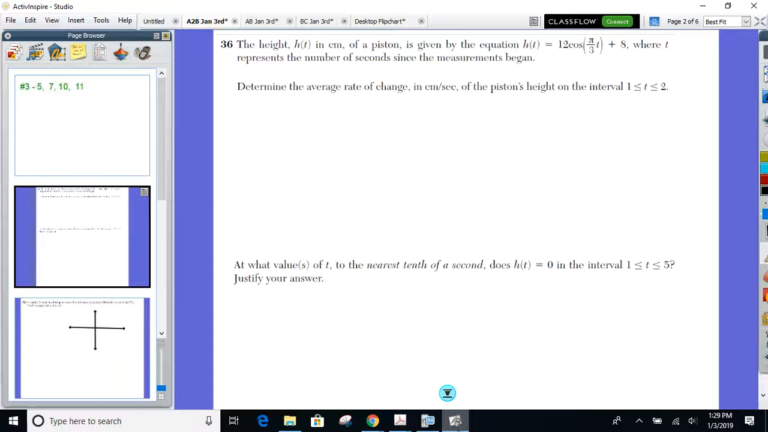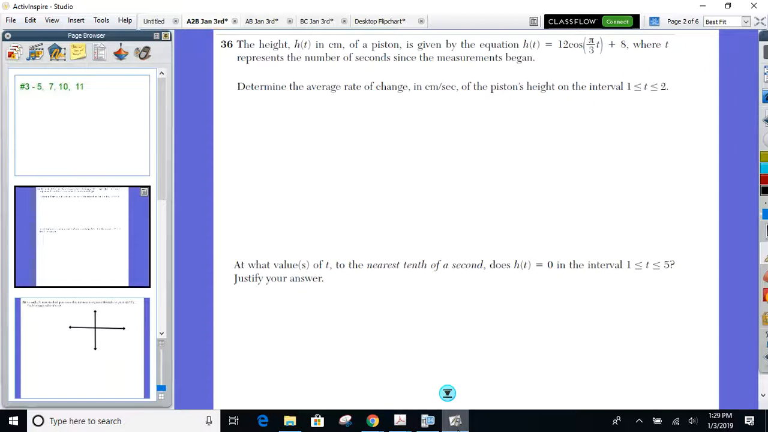All right, I got a little cosine curve. Cosine, yep, cosine curve here. T represents the number of seconds since the measurements began. All right, find the rate of change. Here we go. Rate of change formula. Anybody remember? Not on the formula sheet. We'll write it down in a second, though.